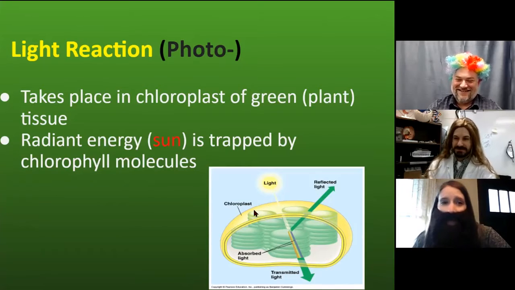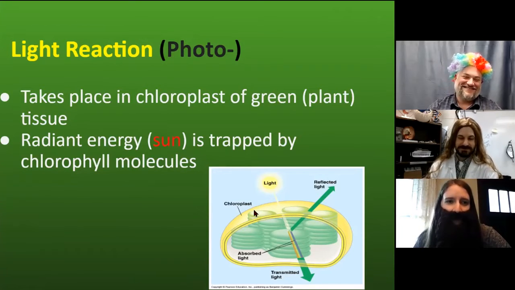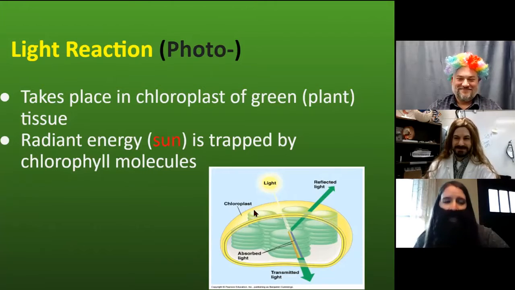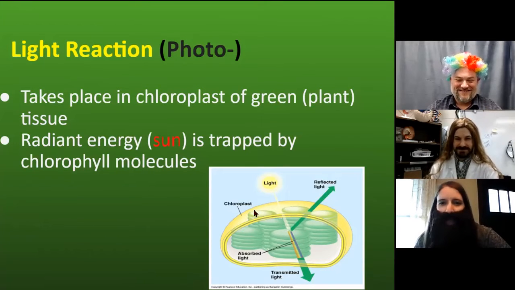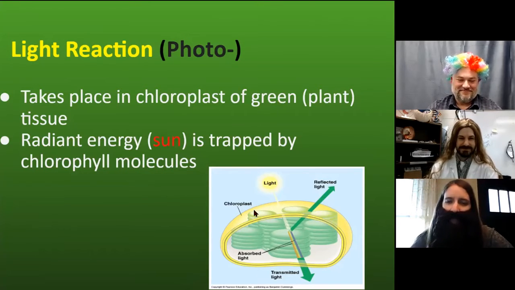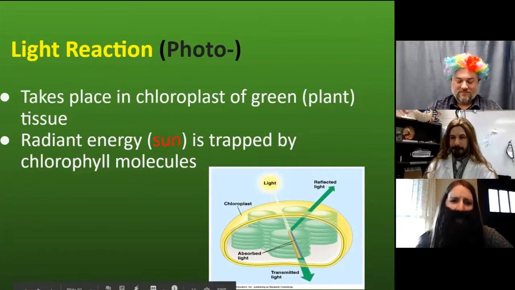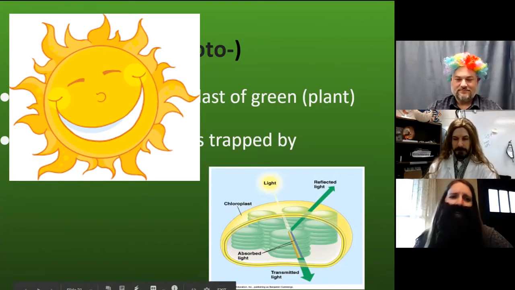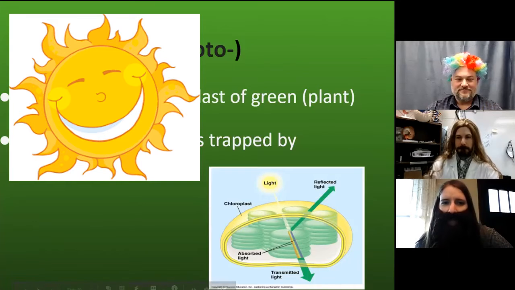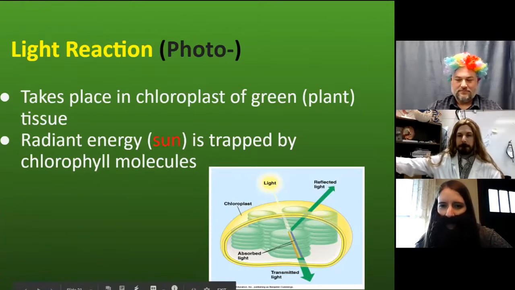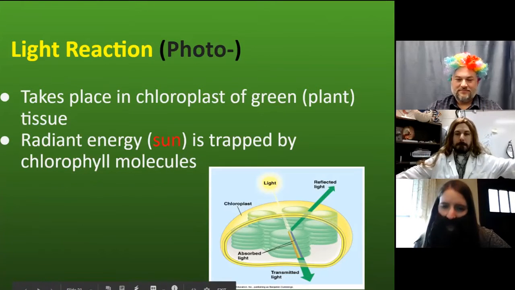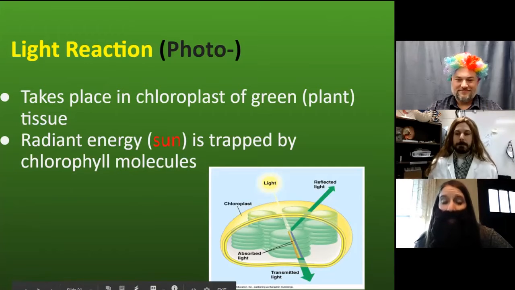Okay, so the light reaction, or the photo part of photosynthesis, yes, indeed, takes place in the chloroplast, or the green part of the plant, right? We've talked about chloroplast before, back in the organelles unit. And so, as we said, the sun comes in, that radiant energy is trapped in those chlorophyll molecules. So we can see down here a nice chloroplast, basically trapping in that energy.